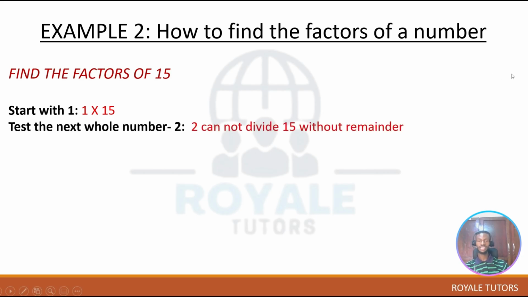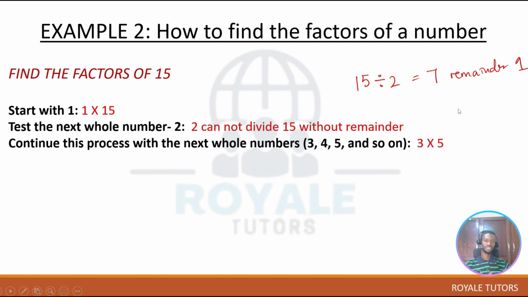Then we continue to the next whole number, which is 2. 2 cannot divide 15 without remainder, because when you divide 15 by 2, it goes 7 times with a remainder of 1. So because there's a remainder of 1, 2 is not a factor of 15. Then we continue the process with the next whole numbers, and we find 3 to be the next factor, which is multiplied by 5 to give 15. So 3 times 5 is our next factor pair.